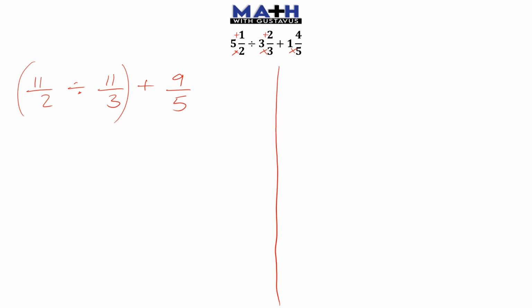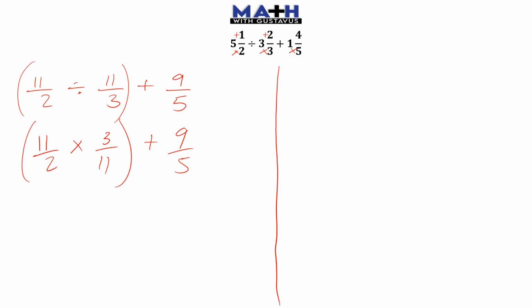Remember now, when we're dividing, we write the first fraction back as is. Afterwards, we change the division to multiplication. Then we reciprocate our second fraction. Flip it. That will be 3/11. All right, and then plus 9/5. So let's simplify what's in the bracket.